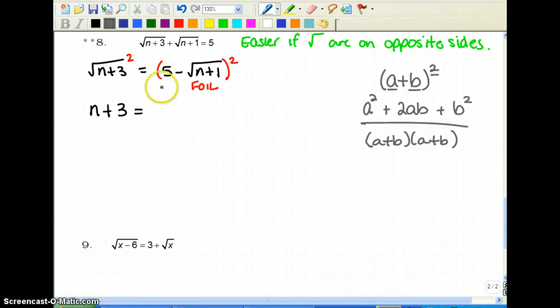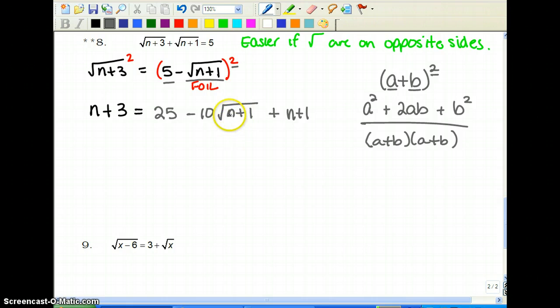I remember the rule. Square the first term, 25. Multiply 5 times this negative square root times 2 is negative 10 times the square root. Now I have to square this last one. When you square a square root, it gets rid of it, but that's a minus. But you're squaring it, so it becomes a plus. N plus 1.